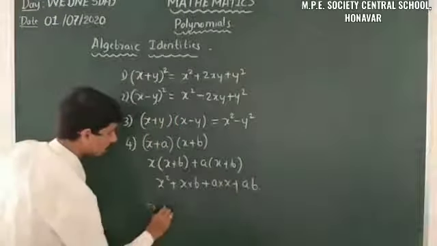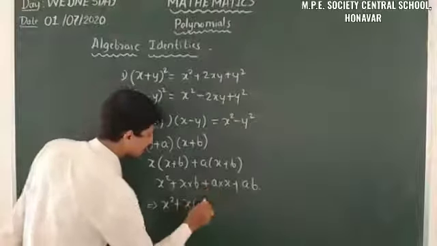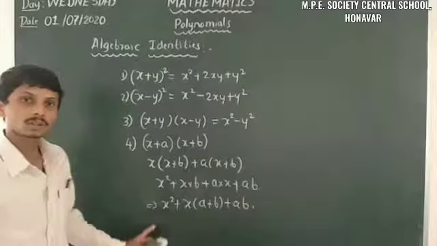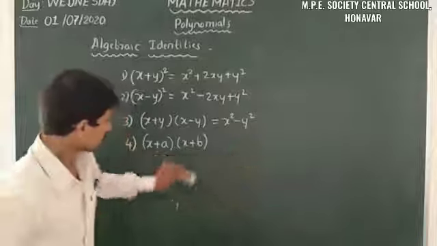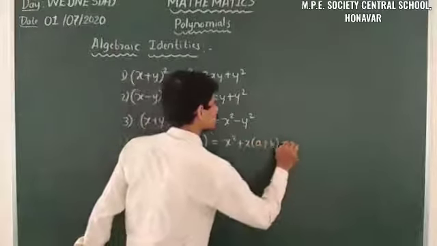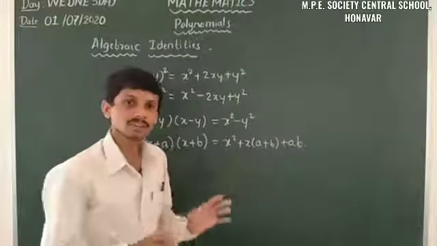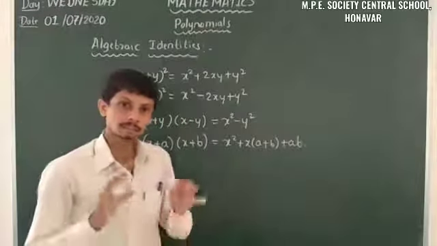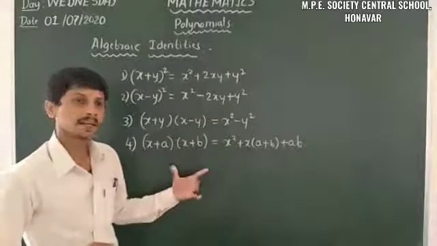So here what we get is x square, and I will take x common here, so I will write (a plus b), plus ab. So this is the fourth algebraic identity. I will write it in an identity form, that is x square plus x into (a plus b) plus ab. So these are the 4 identities. In this class we have to discuss these 4 identities. So let us discuss by taking some examples using these algebraic identities.